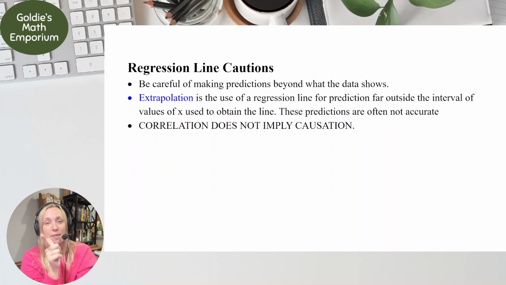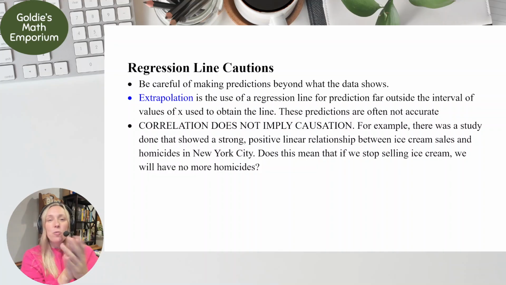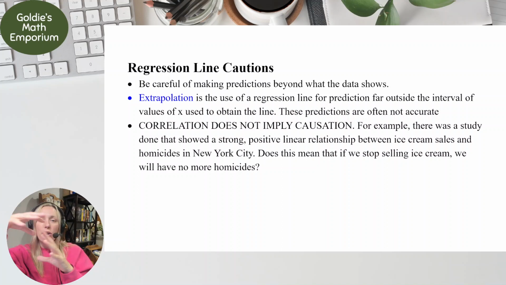And I have a funny example. There was a serious study done that actually showed a strong positive linear relationship between ice cream sales and homicides in New York City. The more ice cream that was sold, the higher the number of homicides were in the city for any given day. So the more ice cream that was sold, the higher the homicides were.